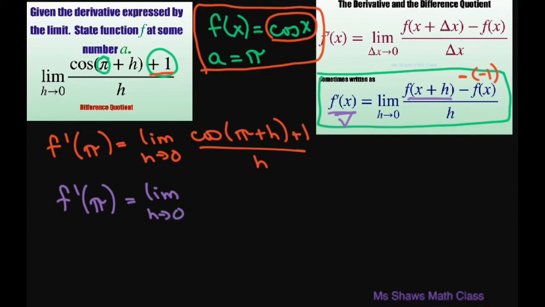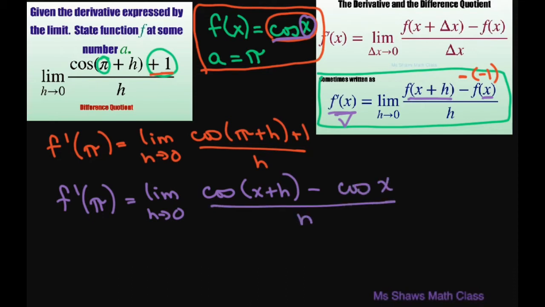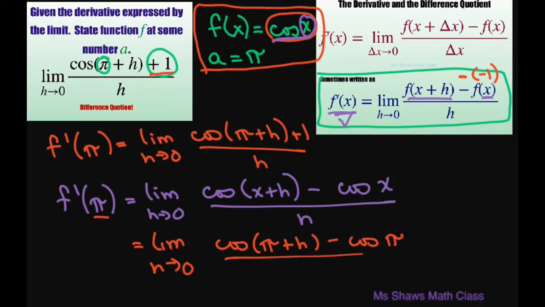Now I'm going to take my function, cosine of x, so everywhere there's an x, I'm going to substitute in x plus h, minus your function evaluated at x. So this is minus cosine of x divided by h. Now, we're going to evaluate it at pi. So this is going to be the limit as h approaches 0 of cosine of pi plus h minus cosine of pi divided by h.